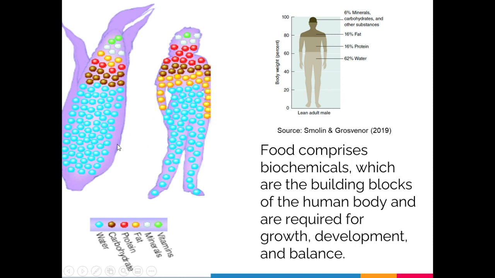The food that we eat has, of course, the four main biochemicals. We have the carbohydrates, proteins, fats, and water. It's the same composition as in the human body. As you can see here, a lean adult male.